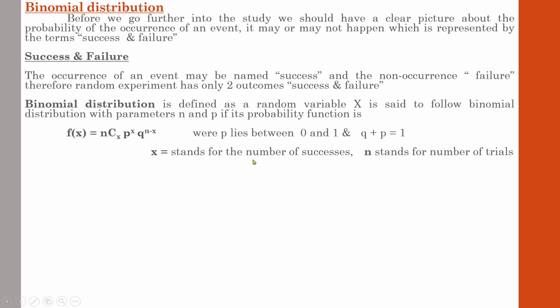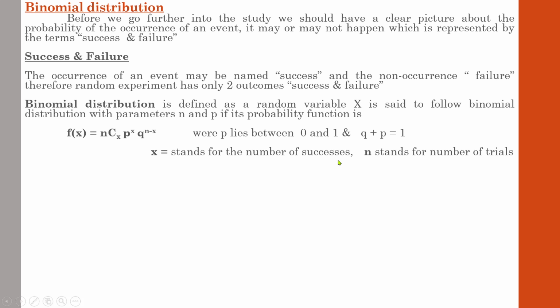X stands for number of successes and n stands for number of trials. For example, if I toss a coin 5 times, what is the probability of getting heads 2 times? So how are we going to substitute those values in this case? X means number of successes.